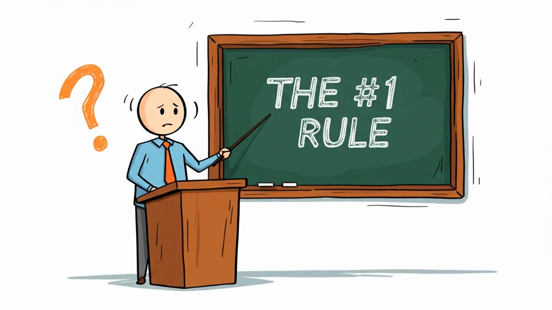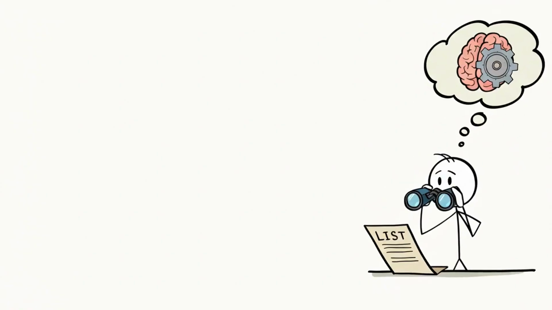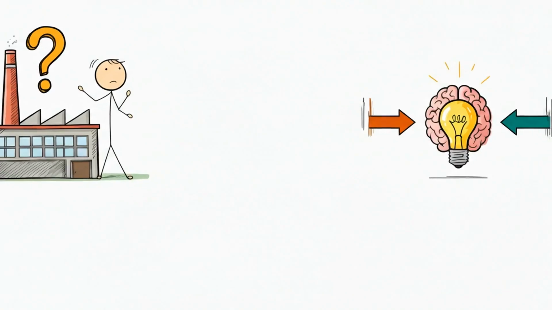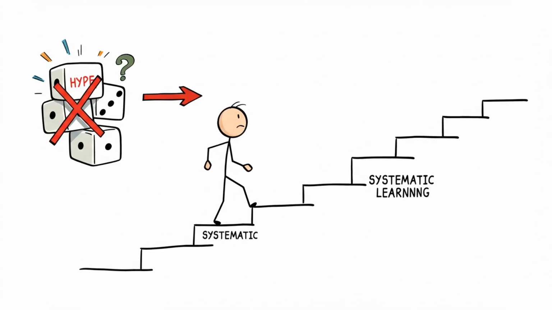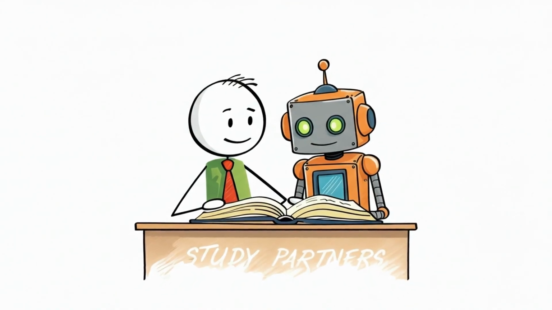Now for the most important rule of all. A watch list is not a buy list. Read that again. This list is for watching and for learning. It is your educational sandbox. The goal is to understand the businesses you are following. This process replaces gambling on hype with systematic learning. And AI is the most powerful study partner ever created.